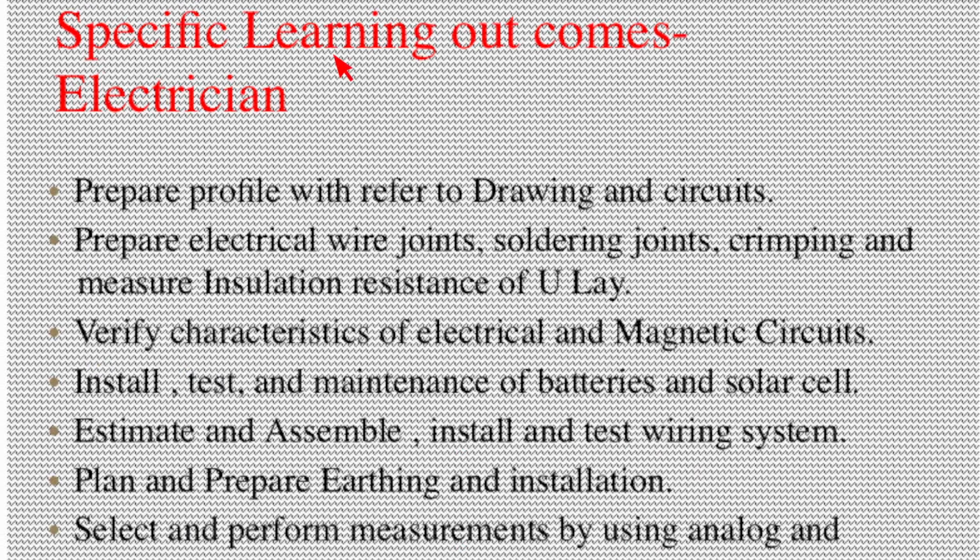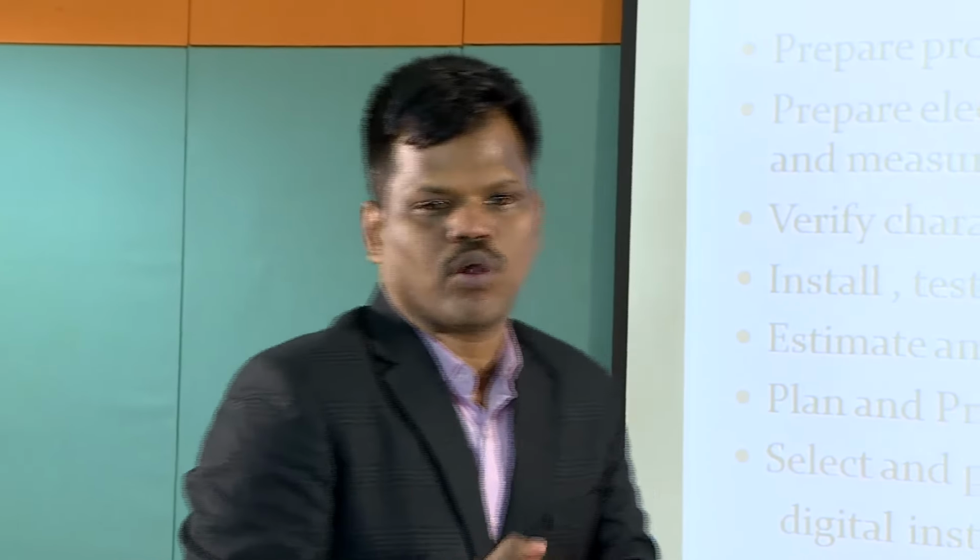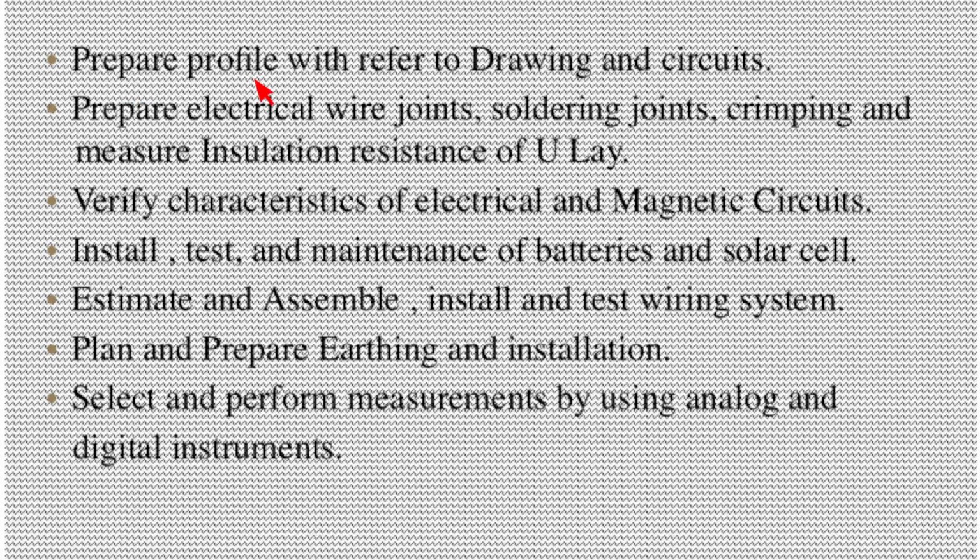Now we are going to discuss the specific learning outcomes in electrician. Specific, that is different from generic. Generic means overall. Specific means pointing out what we want to learn. That is: prepare the profile with reference to the drawing and circuit. Prepare the electrical wire joints by various methods, soldering joints and crimping, and measure the insulation resistance of underground cable. Then verify the characteristics of electrical and magnetic circuits. Verify. When we install the circuits, we go and verify.